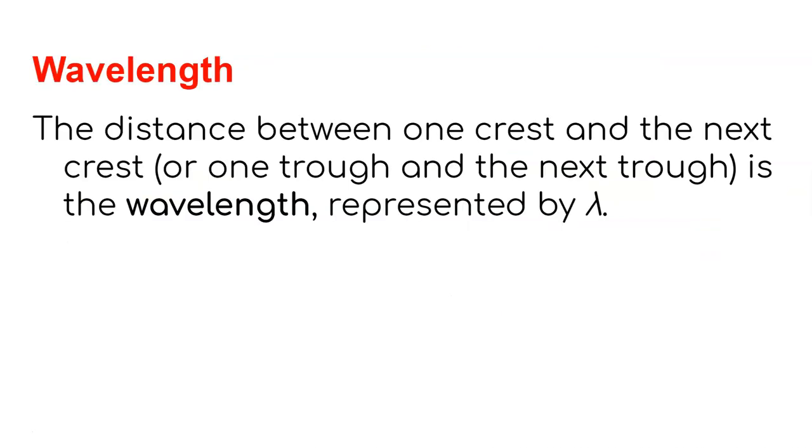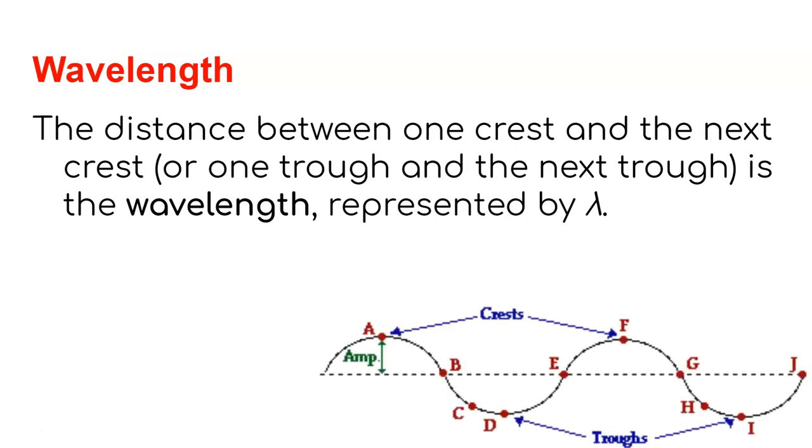So let's focus on some other wave characteristics. The wavelength, you may have heard of this phrase before. Wavelength is the distance between one crest and the next crest, or a trough and the next trough, and that's called a wavelength, and it's represented by lambda. So it would be the distance between A and F in the diagram, or indeed B and G, or indeed D and I, or even C and H.